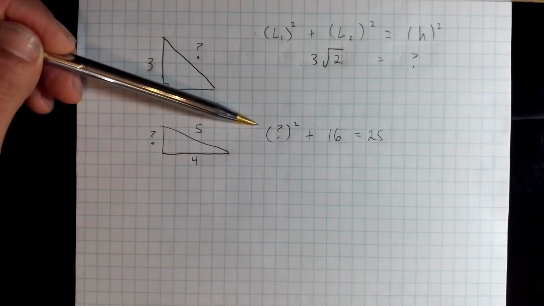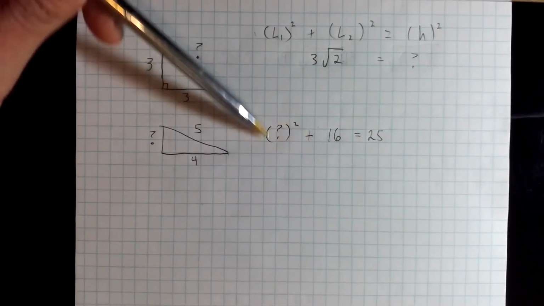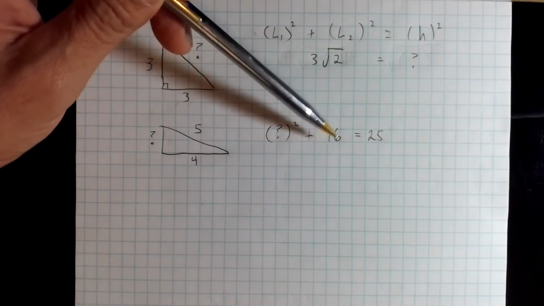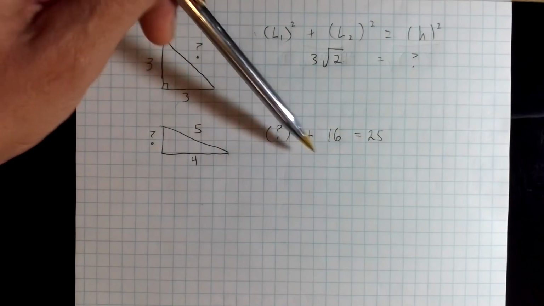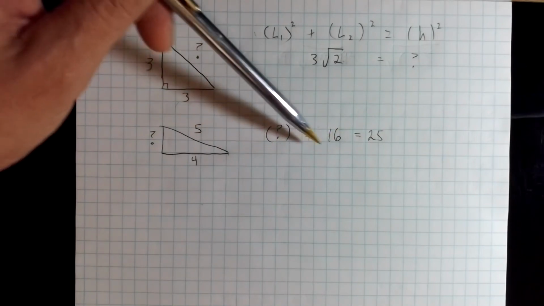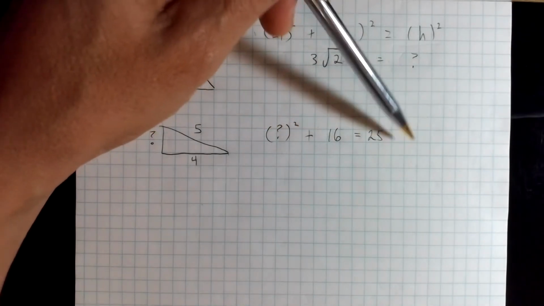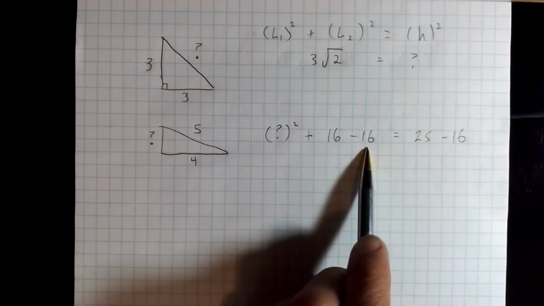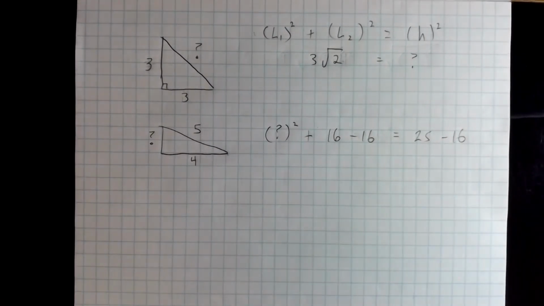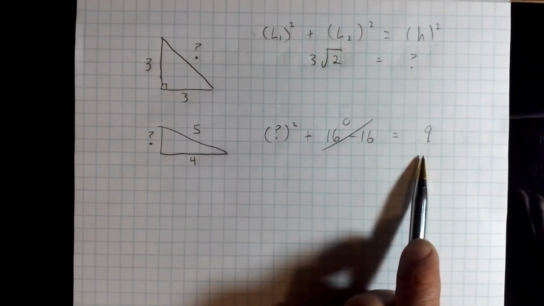Now here, because I need to know what the question mark is, I have to observe that I know the question mark is here, but this 16, I don't want the 16 on this side of the equation because I need everything to go away except the question mark. So I'm going to minus 16 from this side of the equation, but if I do that, I also have to do it here. So here I have minus 16 from both sides. These 16s go away. And over here, 25 minus 16 is 9.